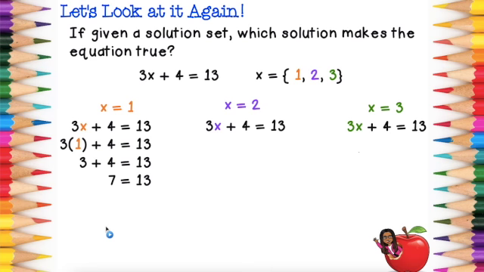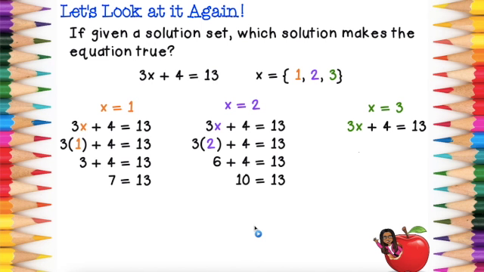Let's look at our second one, where x is equal to 2. Again, we use substitution, 3 times 2 plus 4. Then we can use our order of operations to simplify. So we get 6 plus 4, and then we get 10 is equal to 13? 10 is not the same as 13. Therefore, x equals 2 is also not a solution to our equation.